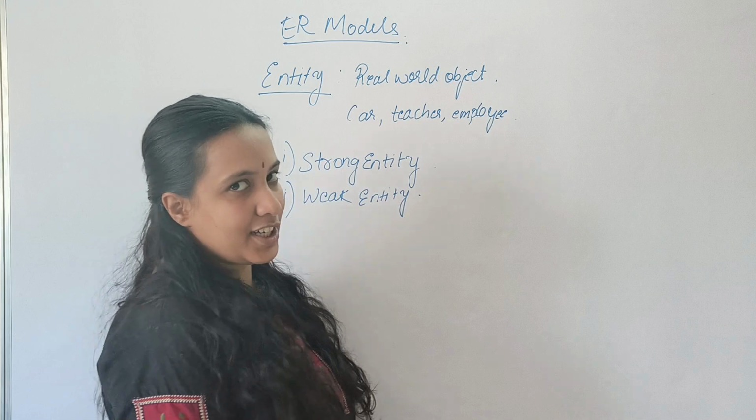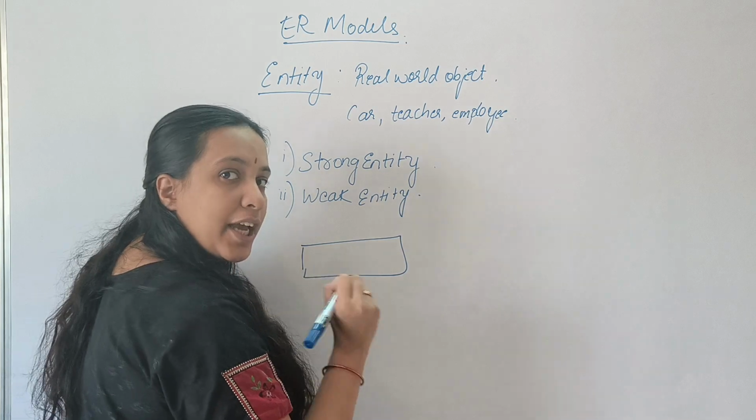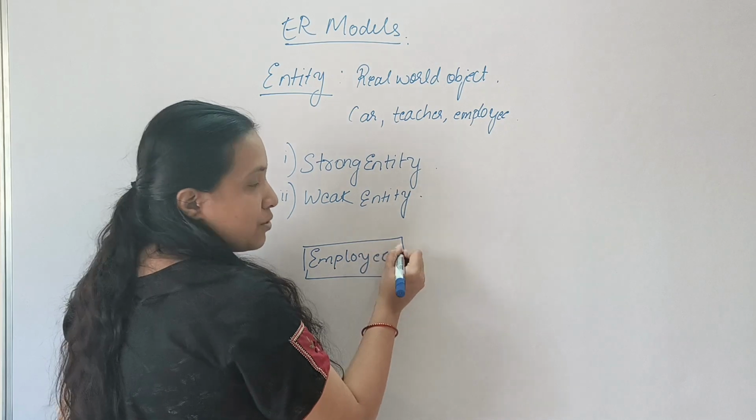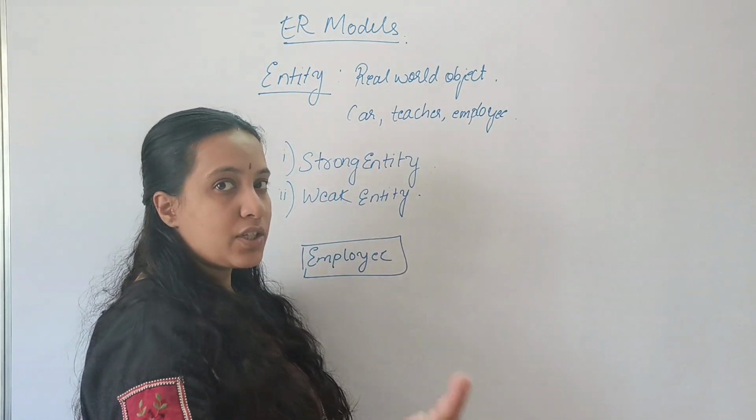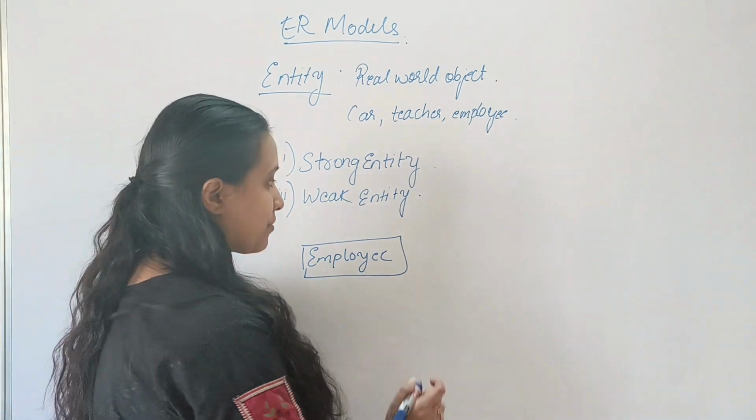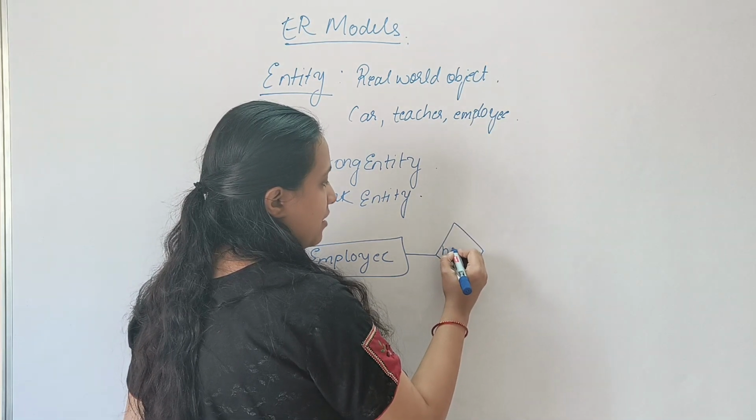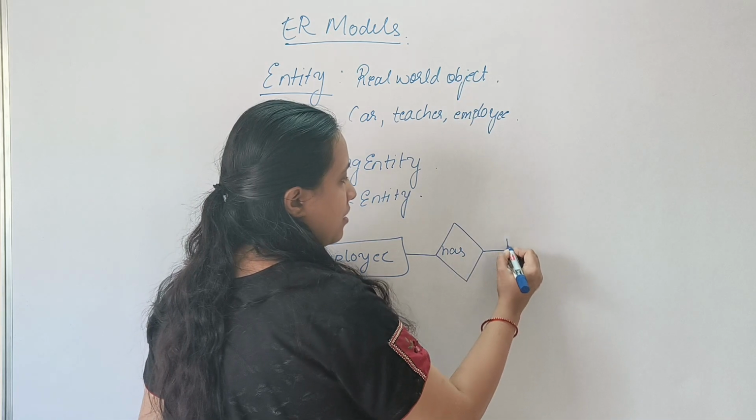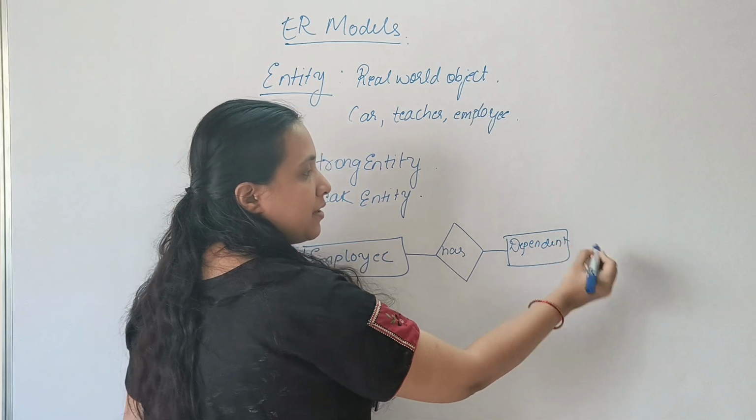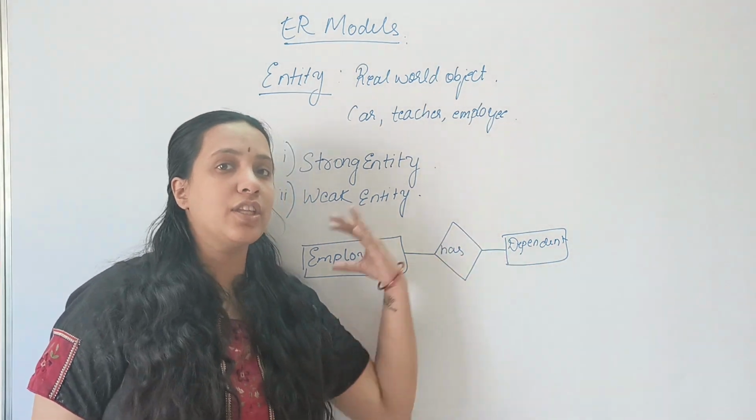Now this is a very interesting concept. Let me take an entity, employee. We all know the meaning of employee. An employee works for a company, right? Now let me define a relation, has. The next entity is dependent. So this entity describes the dependents of the employee.